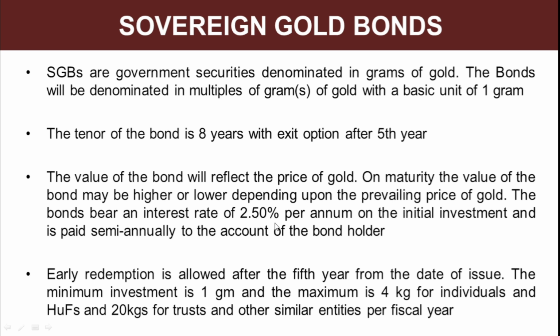The bond bears an interest rate of 2.50% per annum on the initial investment and is paid semi-annually to the account of the bondholder. At maturity, whatever would be the prevailing price of the gold, you would be getting that, and the interest rate of 2.50% that is applicable per annum, which would be paid semi-annually. Early redemption is allowed after the 5th year from the date of issue, as mentioned over here. The minimum investment is 1 gram and the maximum is 4 kg for individuals and Hindu undivided families, that is HUFs, and 20 kgs for trusts and other similar entities per fiscal year.